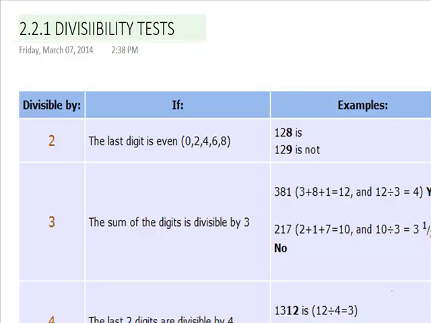All right, in this lesson we are going to look at the divisibility test, and it looks like I have an extra I there.